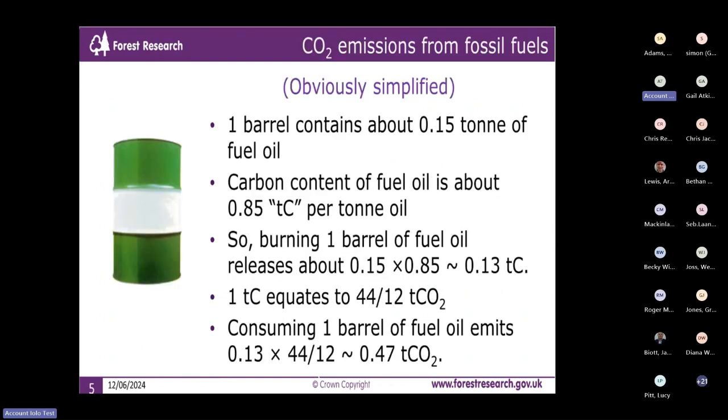How do we do that? Well, if you're working with a system like fossil fuels, this is simplified, but actually compared to forestry, it's pretty simple anyway. So here's how you can do a carbon accounting calculation for fossil fuels. Let's take a barrel of oil. One barrel of oil contains about 0.15 tons of fuel oil. The carbon content of fuel oil is about 0.85 tons carbon per ton of oil. So burning one barrel of fuel oil releases about 0.15 times 0.85, which is 0.13 tons of carbon.